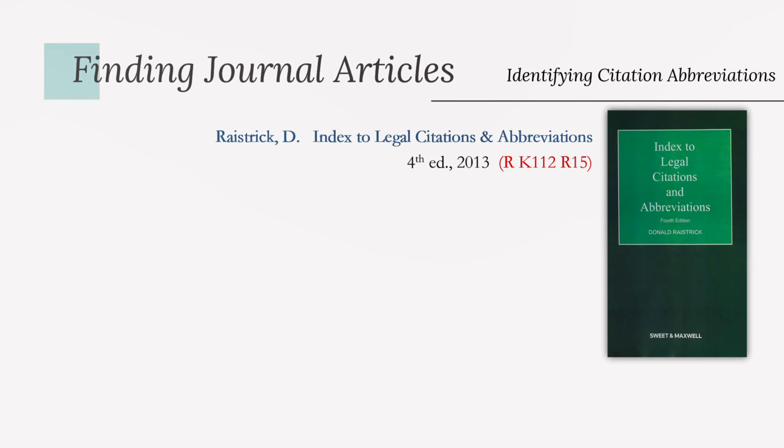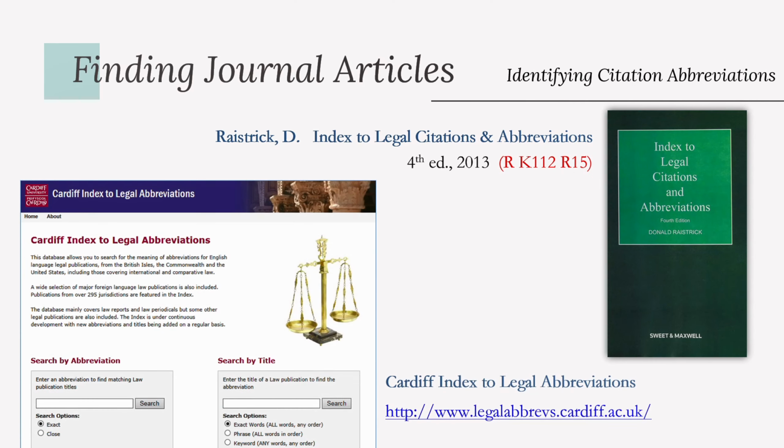One is called Index to Legal Citations and Abbreviations by Raistrick. It works like a dictionary and you can look up by abbreviated titles. There are several print copies in our reference collection. Another one is called Cardiff Index to Legal Abbreviations, which is a free online citation dictionary provided by Cardiff University. Here, you can find out the abbreviations of journals or law reports.